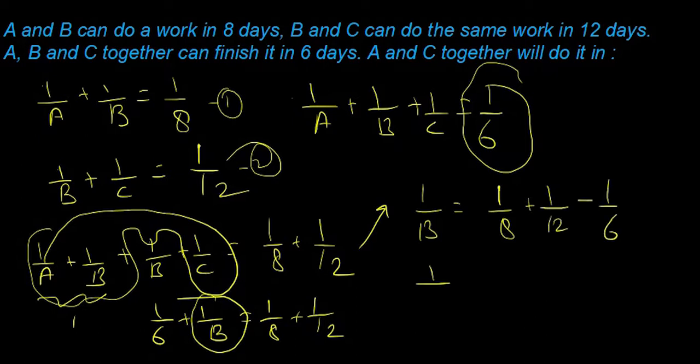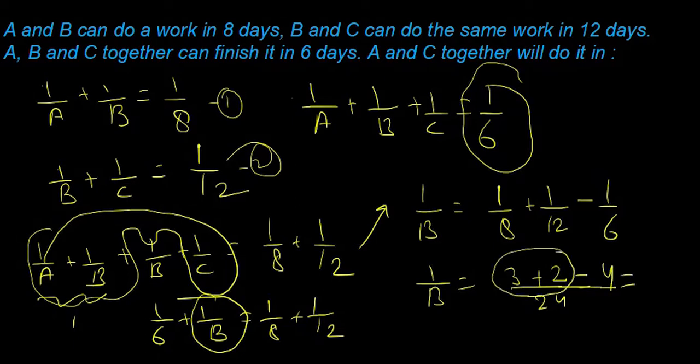So it will be 1/B. The LCM is going to be 24. Yes. 8 3s are 24, 12 2s are 24, 6 4s are 24. So 3 plus 2 is 5, and 5 minus 4 is 1. So that's 1 by 24. So the value of B is 24.